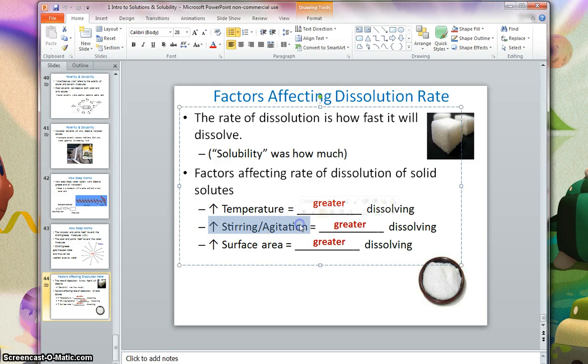If you stir, obviously that's also increasing kinetic energy, so greater dissolving. The other factor is increasing the surface area. What this means is, if you have a large cube and you break it apart into smaller cubes, there's more surface area in total, because there's so much surface area that's missing from the inside of the cube. If we break it apart into smaller cubes, we have a lot more surface area. Hence, since there's more solvation happening where the solvent particles are hitting the solute particles, there will be a greater dissolution rate, or greater dissolving.